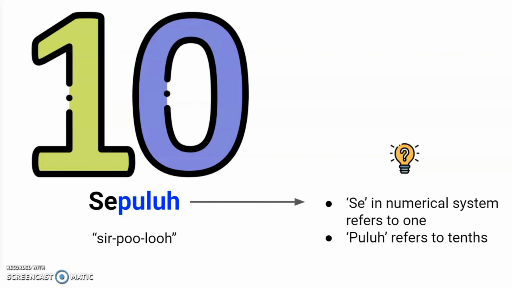The word se in the Indonesian numerical system means one. So instead of saying satu puluh, it is sepuluh. Puluh also refers to the counts of tens. You will come across this word again later on.